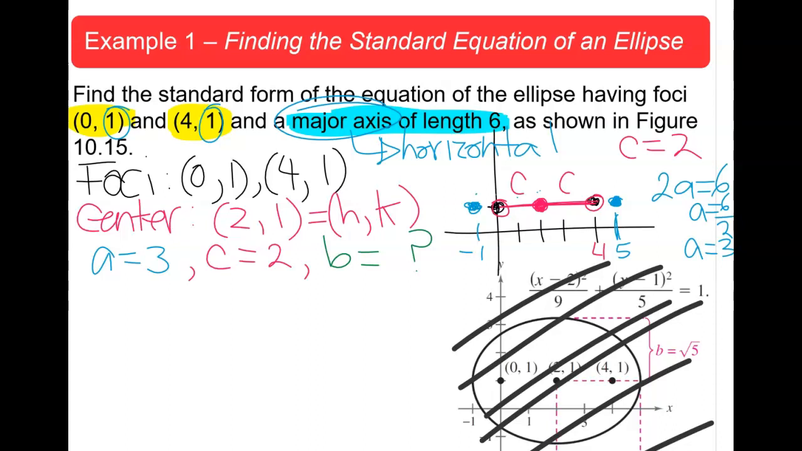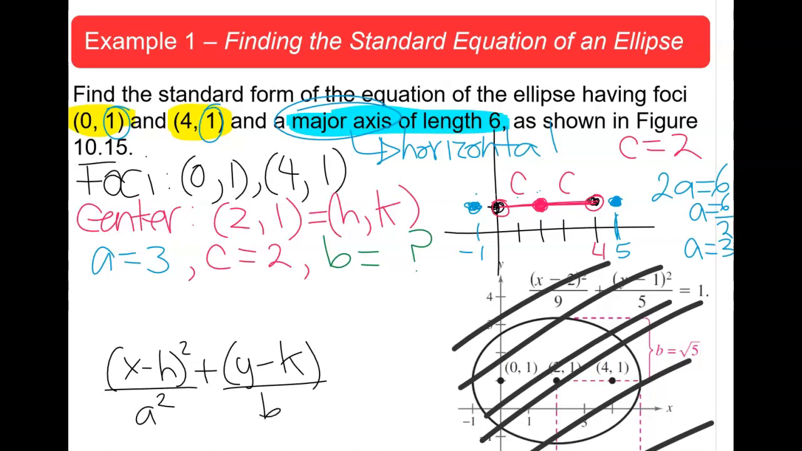Remember how our goal is to get something that looks like this: (x minus h) squared. We already determined it's a horizontal ellipse, so the a squared will be here. And then we will need (y minus k) squared over b squared. And I forgot to mention this, but we will always have the number 1 after the equal sign. For an ellipse, for an equation that is in standard form, this will always be a 1.